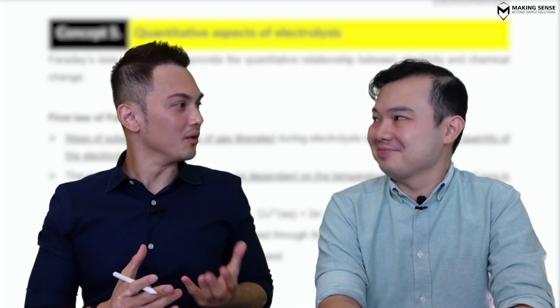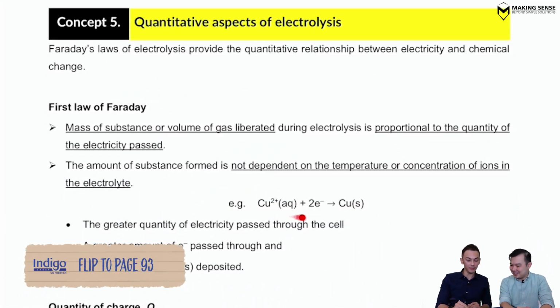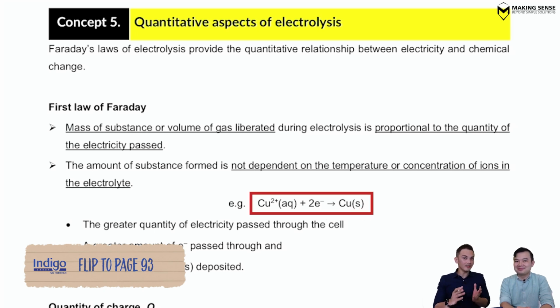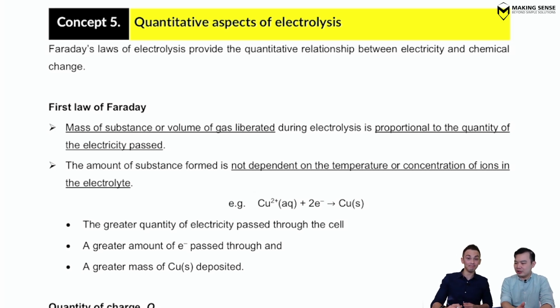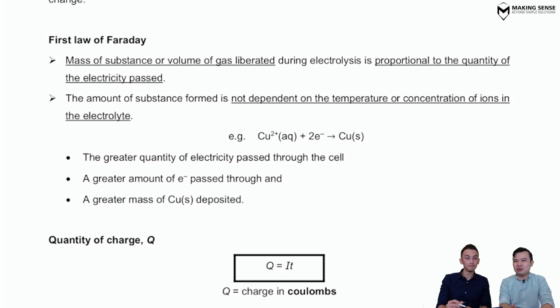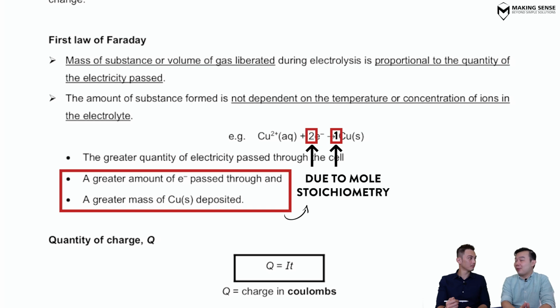Alright, so Mr. Leong, let me ask you a question, right? Let's say we have this equation over here. You can see that copper 2 plus is going to change to copper. So what does it take for me to have more copper? Oh, you want more copper, huh? Yes, I want more copper. If you look at the equation, to get more copper, I think I need to have more electrons, right? Okay. So that by mole stoichiometry, I can get more moles of copper as well.